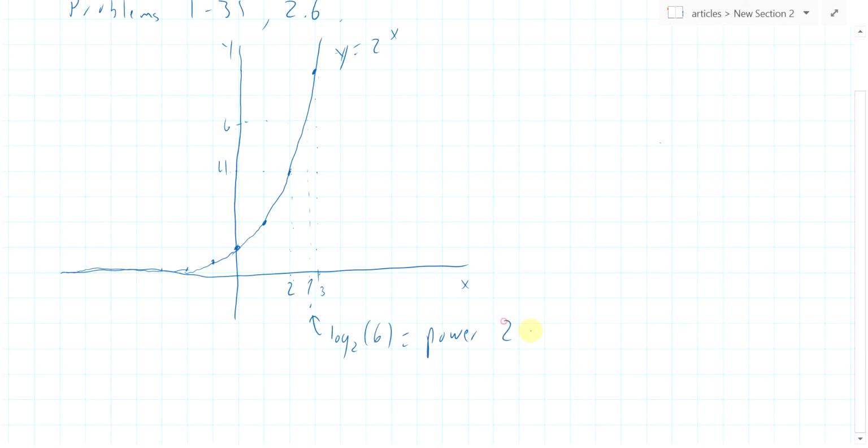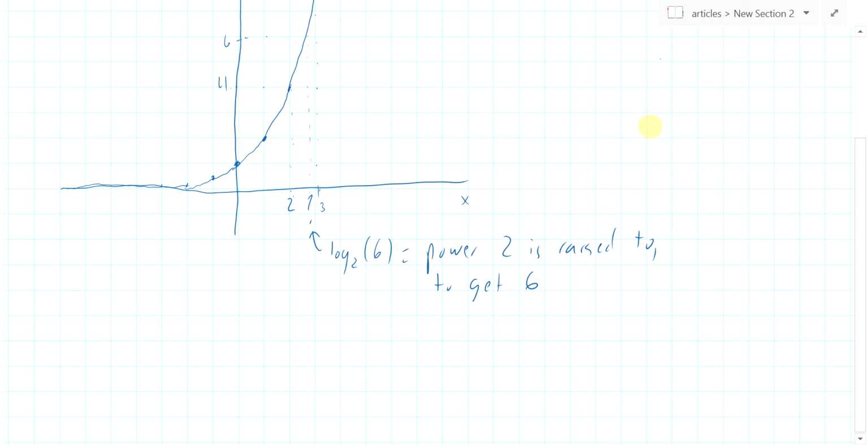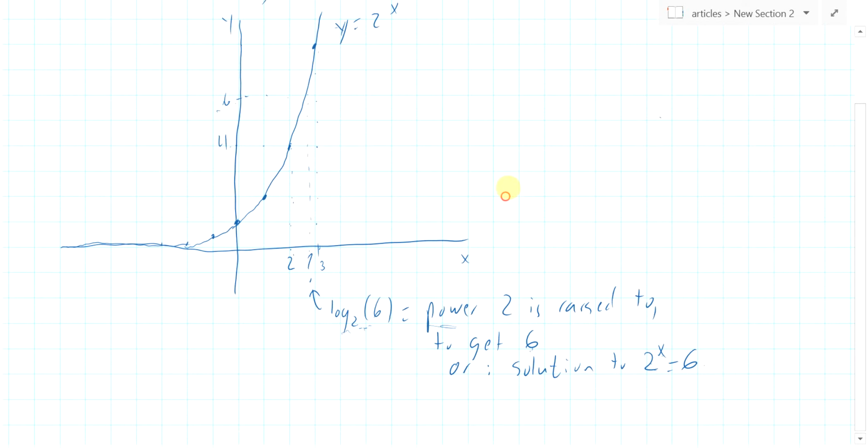It's the power 2 is raised to get 6. Or, another way to say this is, it's the solution to 2 to the x equals 6. If I want to solve this equation, what's x? x is log base 2 of 6. So this is the base, the thing I'm raising, and this is the outcome, the 6, and I want to know the power. So a logarithm is a power, in a sense. And it allows us to answer questions like 2 to the what equals 6.